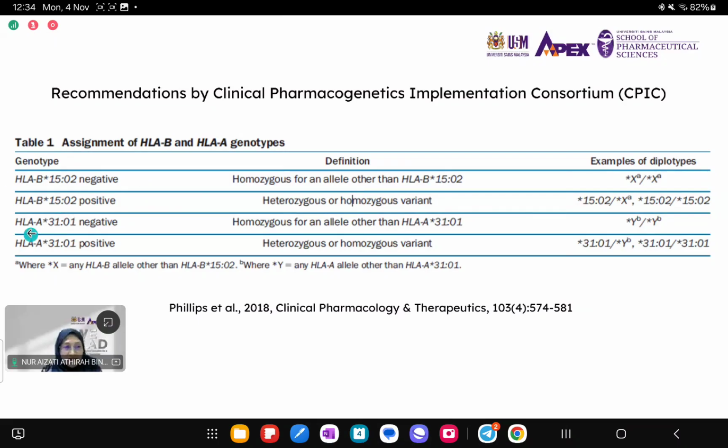Another one is HLA-A*3101, also the same. The presence of only one allele of this 3101, the patient is considered to be positive for HLA-A*3101. So these are our markers, okay? HLA-B*1502 and HLA-A*3101.